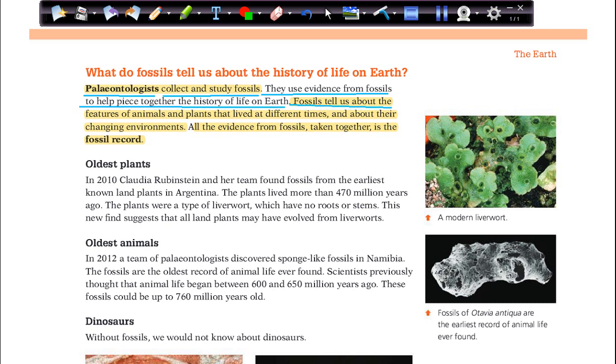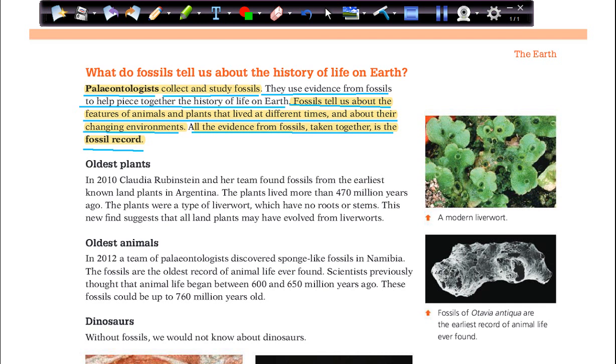Fossils tell us about the features of animals and plants that lived at different times and about their changing environments. All the evidence from fossils taken together is the fossil record. So what is a fossil record? All the evidence from fossils taken together is what we call the fossil record.